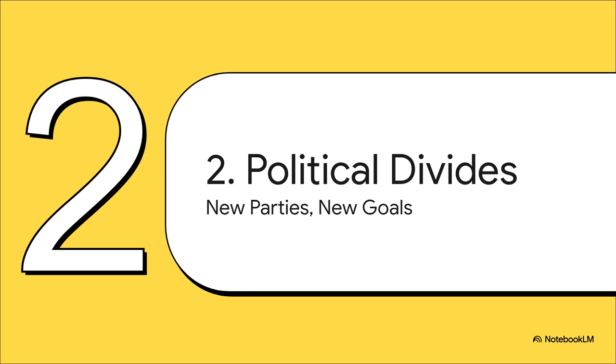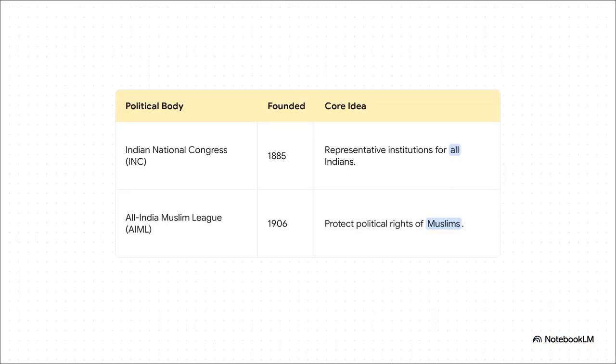Okay, so they're moving into the political arena. But here's the thing. The path that was supposed to bring everyone together started to fork. First up, in 1885, you get the Indian National Congress, and its goal, on paper, was to represent all Indians. But fast forward about 20 years to 1906, and the All India Muslim League is formed. And this wasn't just another political party. It was created for a very specific reason, a growing sense that the Muslim community's unique political rights and interests just weren't being heard within the Congress.